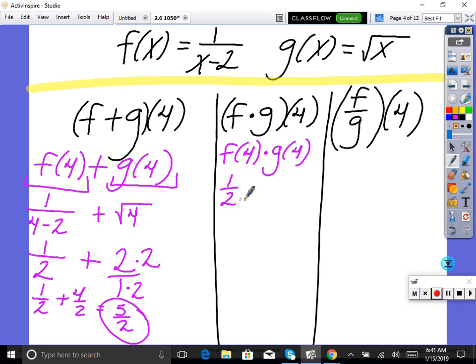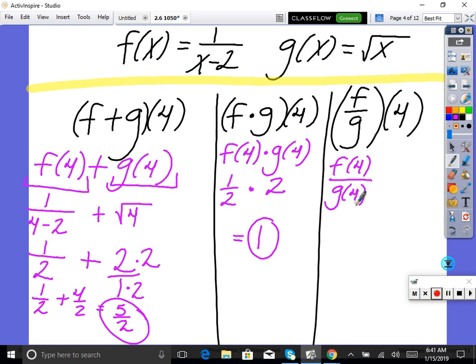So a half times the function g, when I plugged in 4, wasn't it 2? So a half times 2 is 1, right? We multiply straight across. Wouldn't that be 2 over 2? So that'd be 1. Okay. Now f divided by g of 4: that's f when I plug in 4 divided by g when I plug in 4.